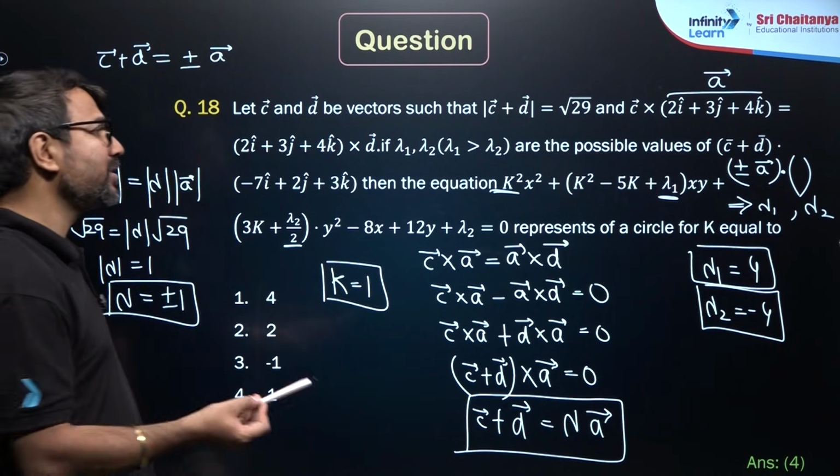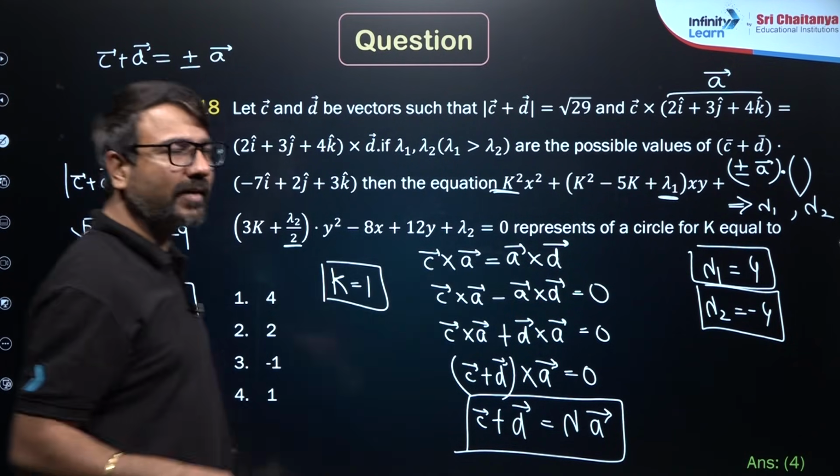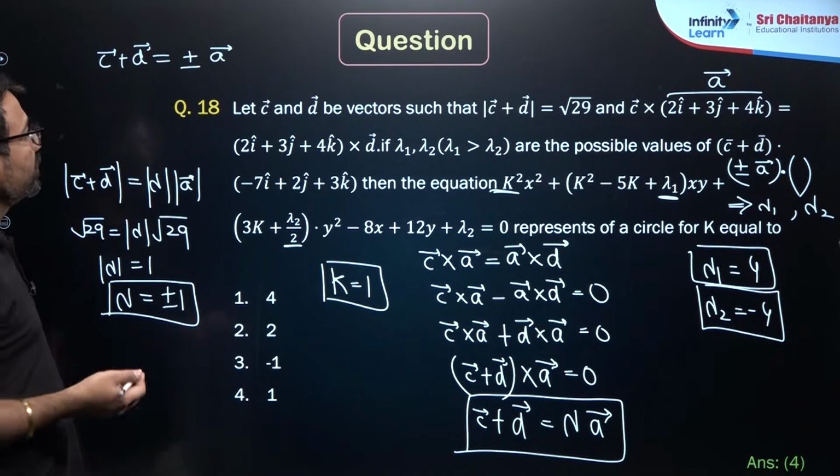That's how we got it. Or you just make this coefficient 0. So you'll have k value 1. Okay, so this is the answer.